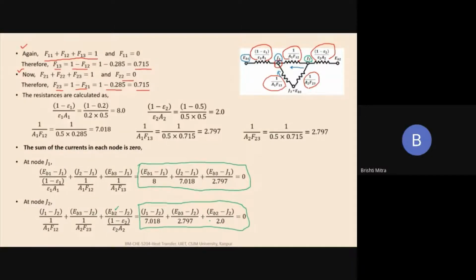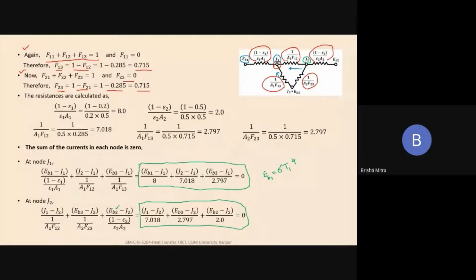But we also know that EB1 is equal to sigma into T1 to the power 4. And you know the value of T1 and you know the value of sigma. So you can find out what is the value of EB1. Similarly, EB3 is sigma T3 to the power 4.